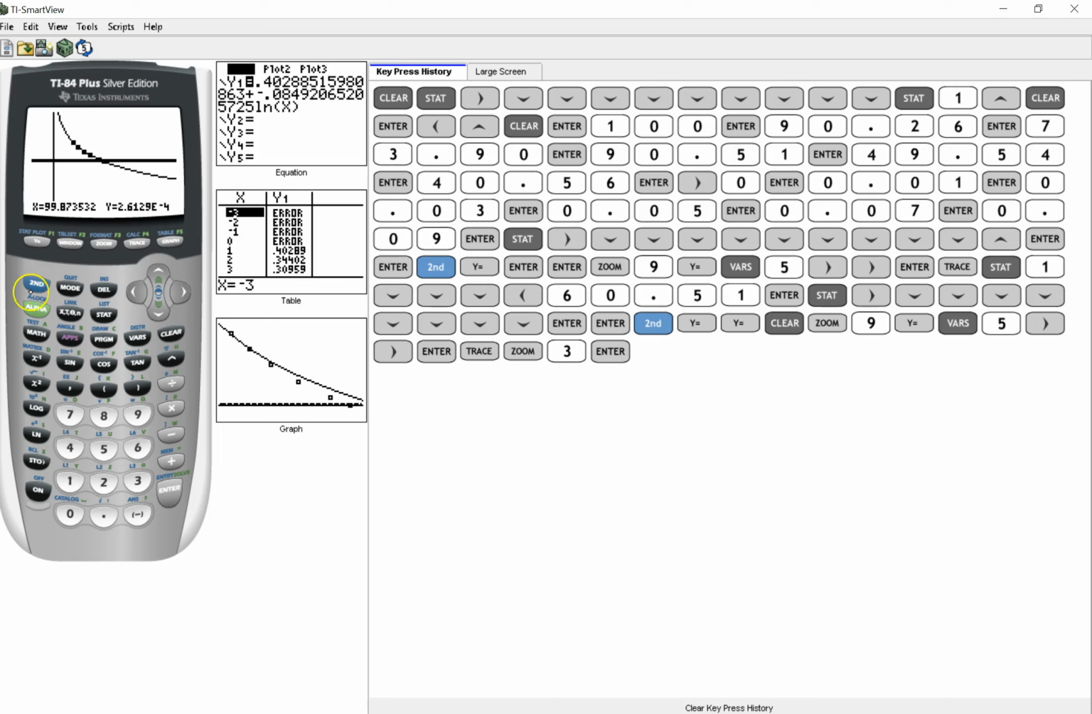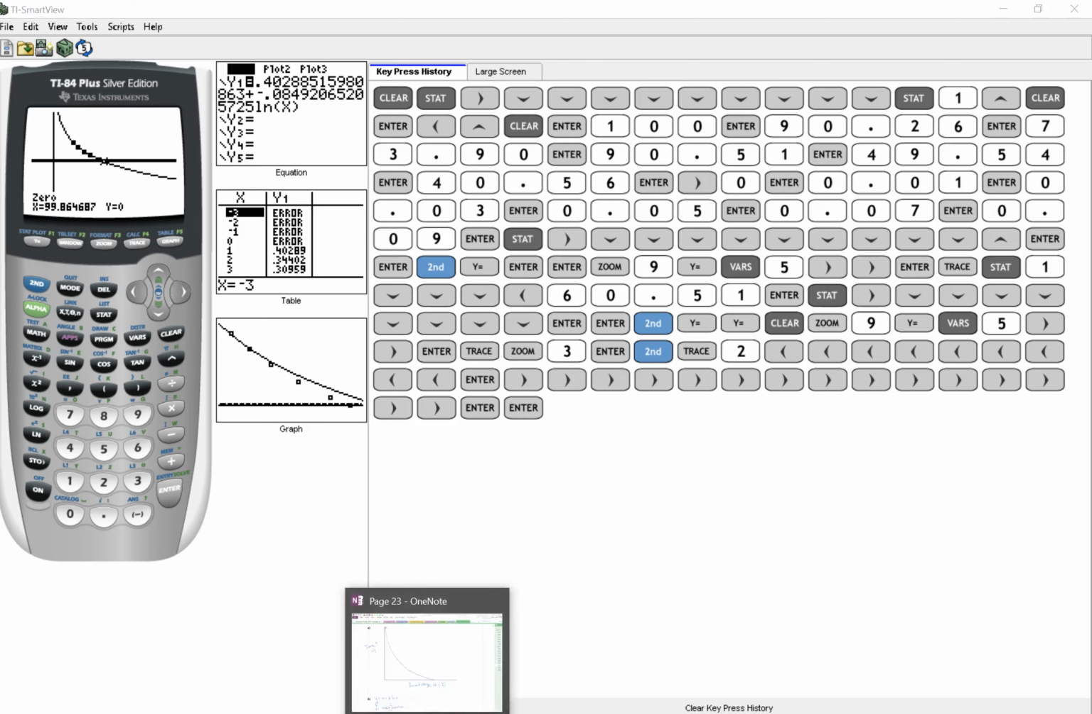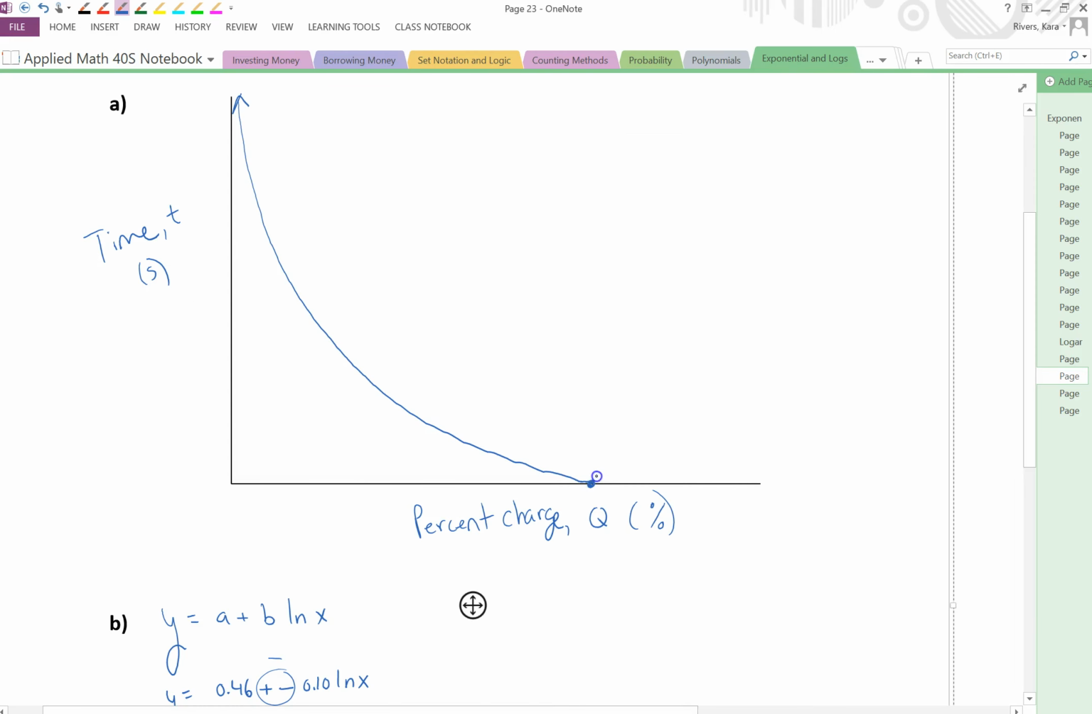So if I want to find that x-intercept, I can go to 0 and go left bound, right bound, and that point's at 99.86. So that makes sense that that's 100%, right? 99.86. We can write that in if you want, 99.9% for the curve. So this point here is at 99.9.